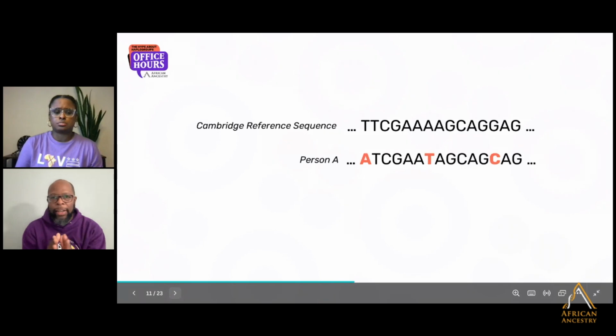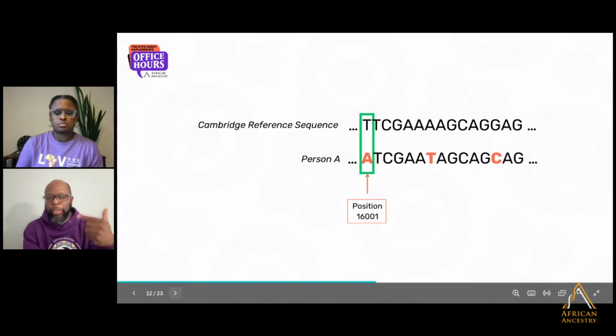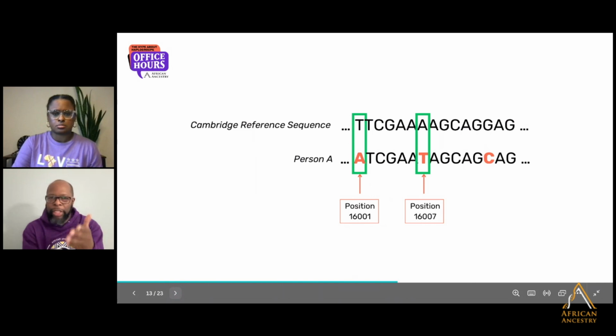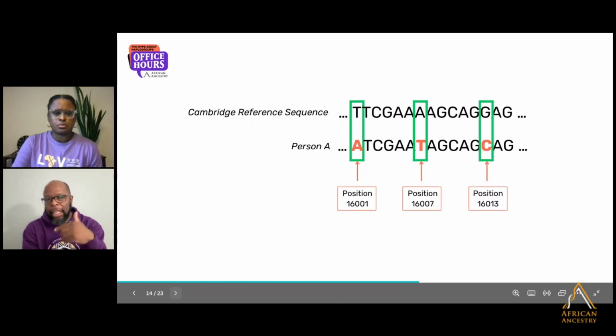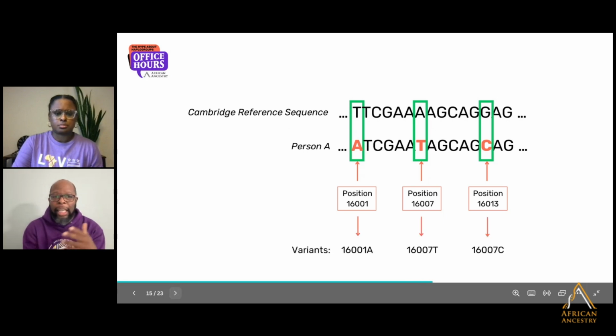As you can see here, for this person, person A, they have an A where the Cambridge reference sequence has a T, right? So that represents a change, or a variant. The next one they have is a T where the Cambridge reference sequence has an A. And lastly, they have a C in a base pair position where the Cambridge reference sequence has a G. Again, these are what are known as variants. You can see this same type of variant notation, at the bottom of the figure, in your MatriClan results letter.